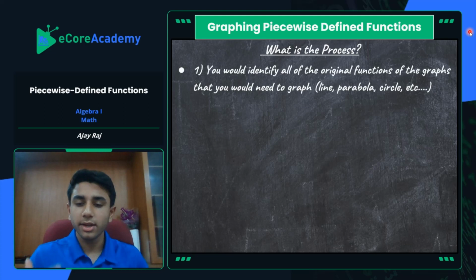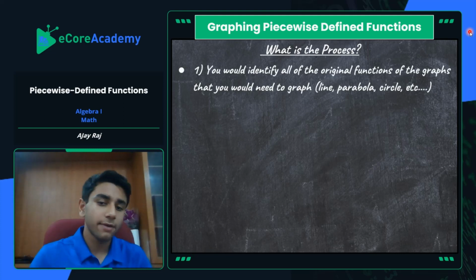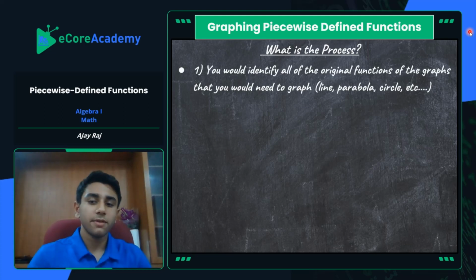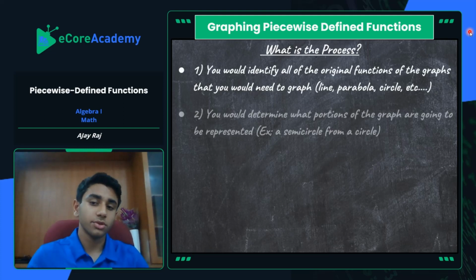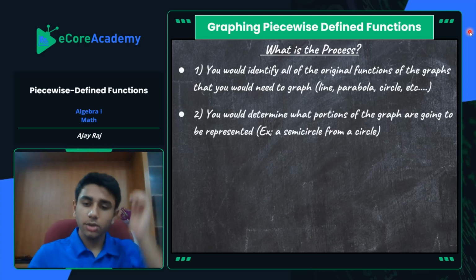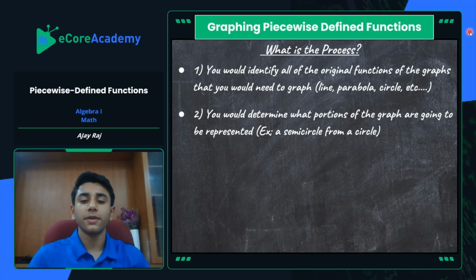So number one, you would identify all of the original functions that you would need to graph. Say, for example, the basic functions, like your lines, your parabolas, your circles. What are the basic shapes that you need in the graph? The original functions. Then secondly, you would determine what portions of the graph are going to be represented.